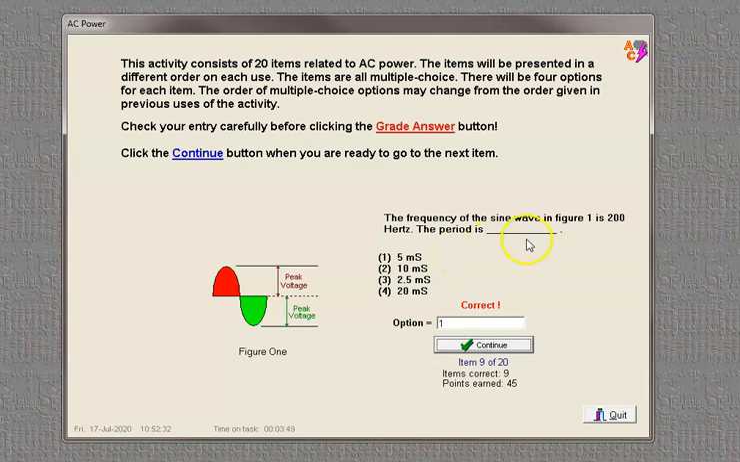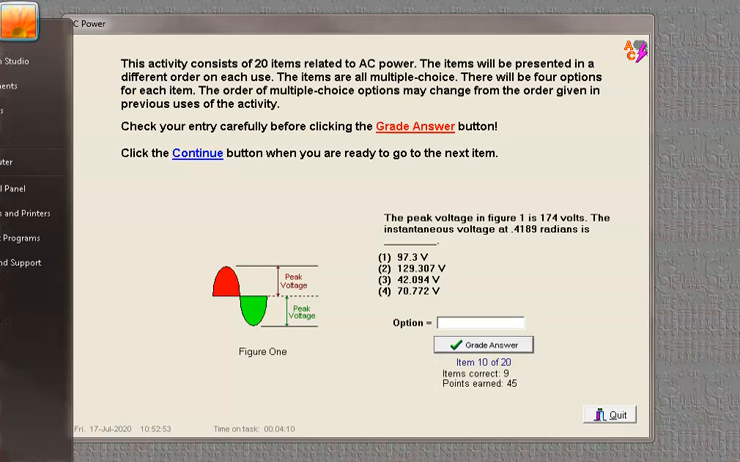The frequency of the sine wave in figure 1, oh, we just did that one already. Okay. Peak voltage in figure 1 is 174 volts. The instantaneous voltage at 0.4189 radians is some value. So now we've got a couple things to do here.